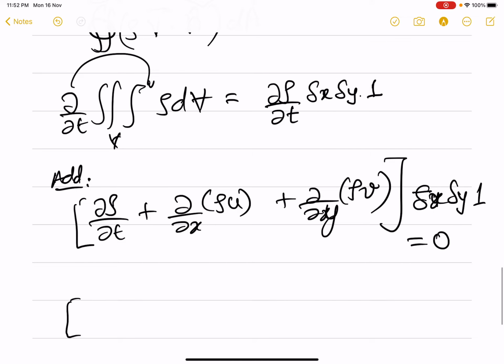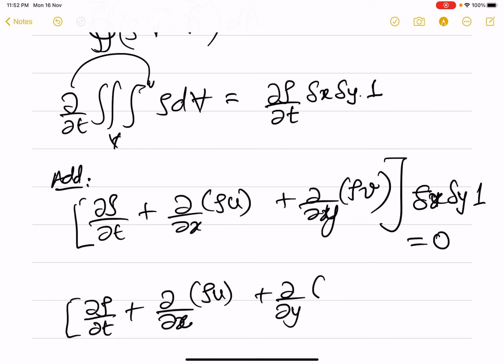And this leads to the fact that this quantity in the square brackets, partial rho by partial t plus partial by partial x of rho u plus partial by partial y of rho v is equal to 0. So this is what we get as the continuity equation, as the differential form of the continuity equation. This is in 2 dimensions.